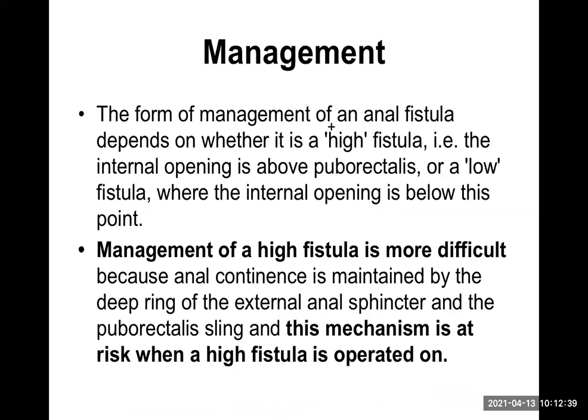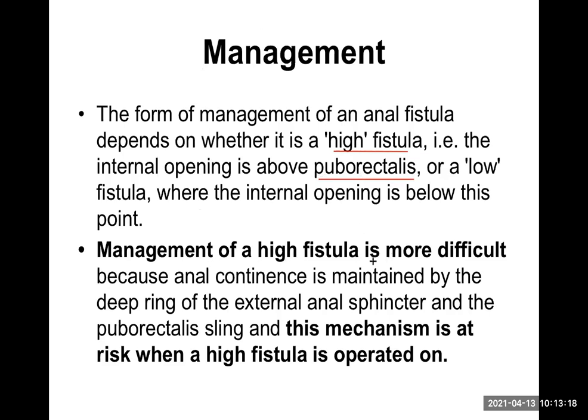The form of management of an anal fistula depends on whether it is a high fistula or low fistula. Now, let us repeat again. High fistula means the internal opening is above the puborectalis muscle, whereas in a low fistula, the internal opening is below the puborectalis muscle. And puborectalis is the muscle which is elevating that area like a sling, and it is maintaining the continence of that area. So this is a very important muscle there.